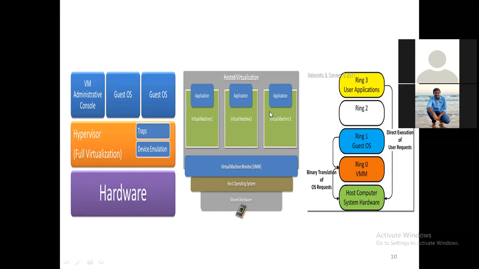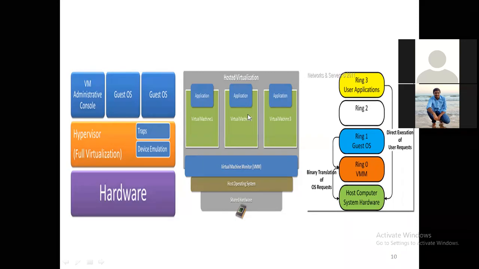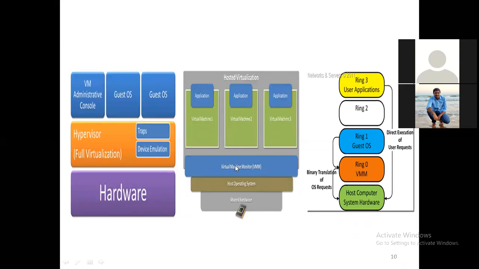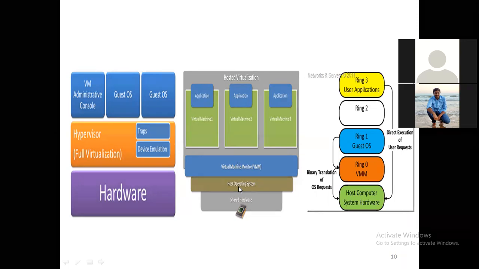Coming to host-based virtualization, the bottom layer is the hardware. Above that we will have the host operating system. Above that we will have the virtual machine monitor. Here the virtual machine monitor will be in between the guest operating system and the host operating system. These are guest machines, and the guest machines will have the operating system we call the guest operating system. Okay, guys, clear? This one is the full virtualization diagram and this is the host-based virtualization diagram.